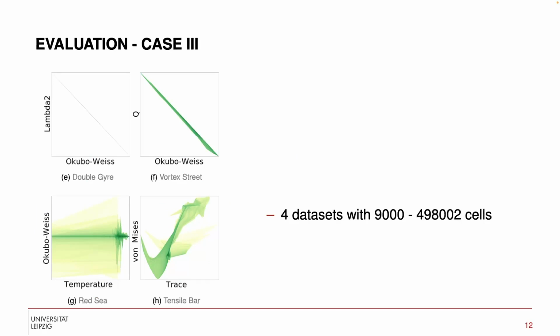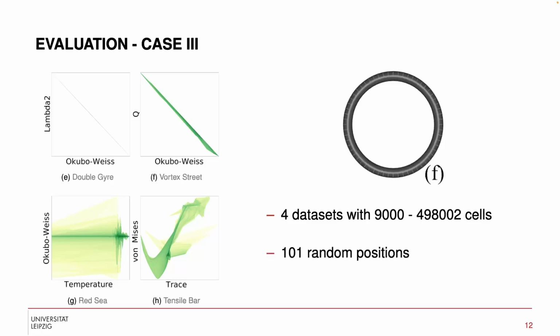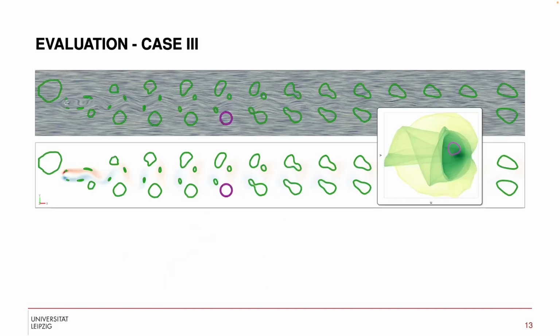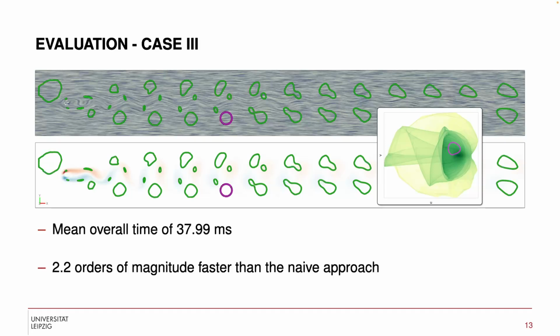In the third case, we look at the field equivalences by linking two algorithms and executing them one after the other. In total, we look at the 4 datasets and use a circular control polygon with 60 edges which we placed randomly. In this case, we have 404 test cases. An example of the common vertex tree dataset is shown in this figure. Here is the mean overall time resulting from the combination of the two total times below 40 milliseconds. This is 2.2 orders of magnitude faster than the naive algorithm.